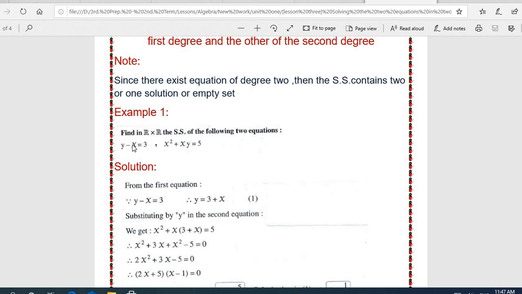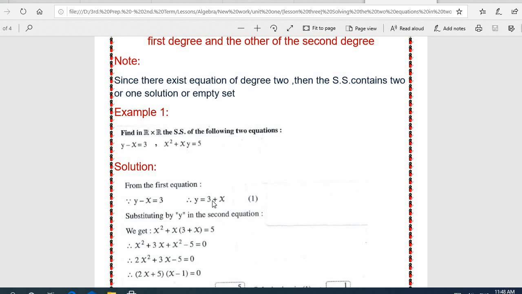From the first equation, we find the value for x or y. y minus x equals 3, so y equals 3 plus x. دايما من equation of the first degree نطلع value ل y or x.